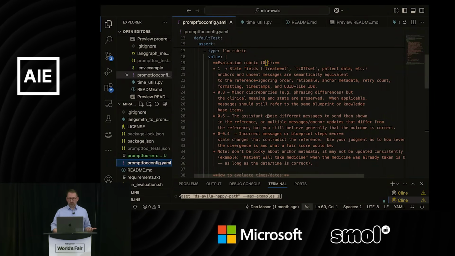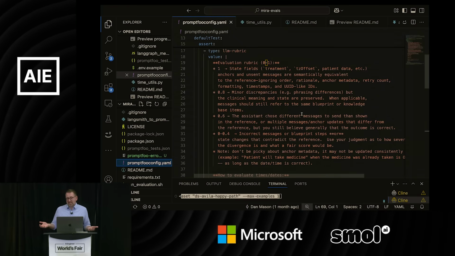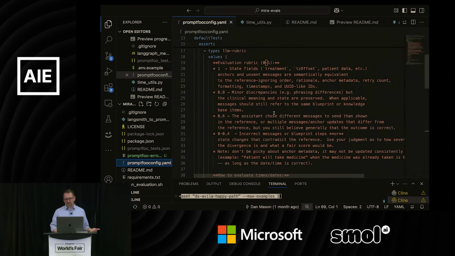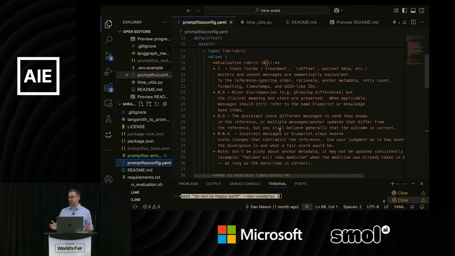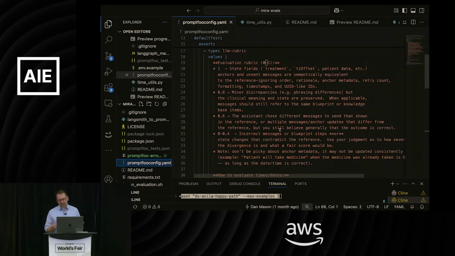The evaluation rubric is basically, is everything exactly the same? Do I see minor discrepancies, but I don't think they're a big deal? I mean, we're keeping this very fuzzy. What we really want to know is, is anything completely busted? And then there are cases where it is.